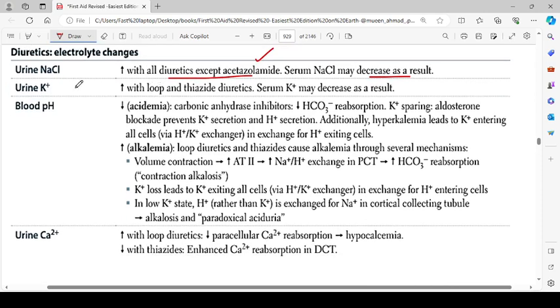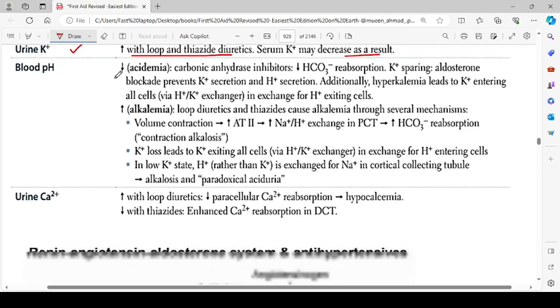Then urine potassium increases with the loop diuretics and thiazide diuretics. Serum potassium may decrease as a result. The blood pH decreases, that is acidemia, occurs with carbonic anhydrase inhibitors like acetazolamide because they decrease the bicarbonate absorption. Potassium sparing aldosterone blockade prevents the potassium secretion and H positive secretion. So that can also cause acidemia.